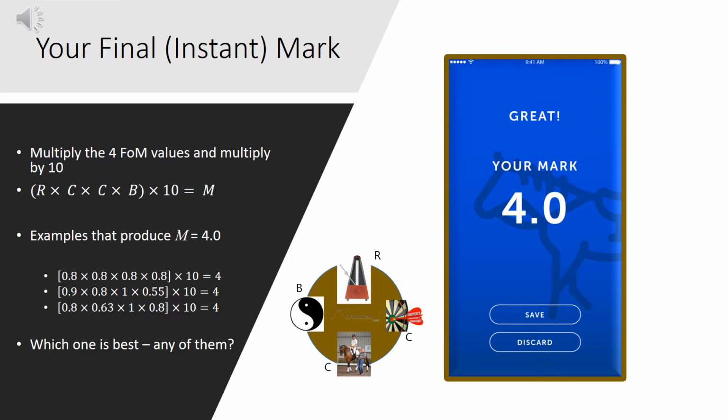Here's a mark of 4 showing, with some examples on how those scores could be made up. So have a look at those for a moment or two and try and think about which one of those you would prefer to have as your score. In every single one, there are some things or a thing to work on.